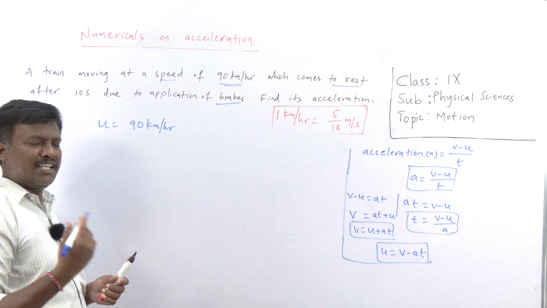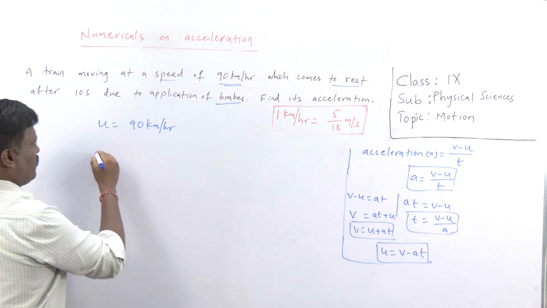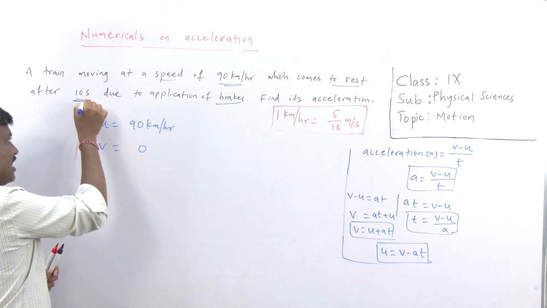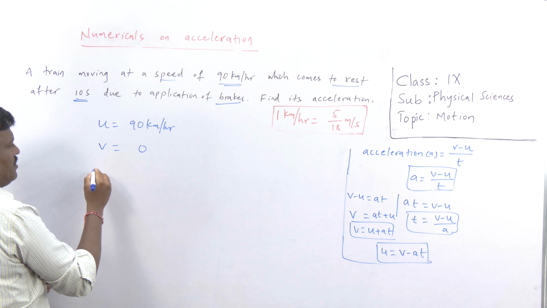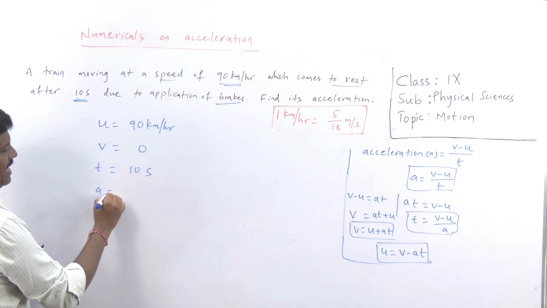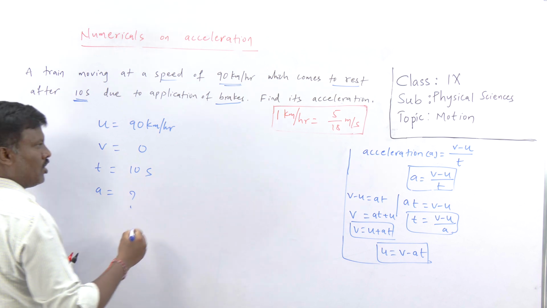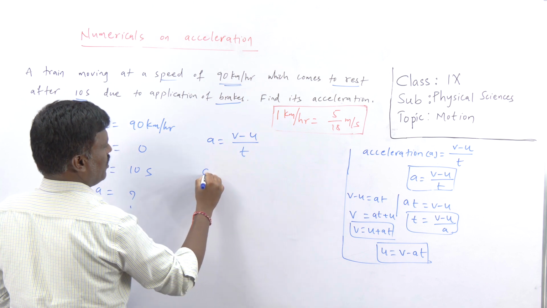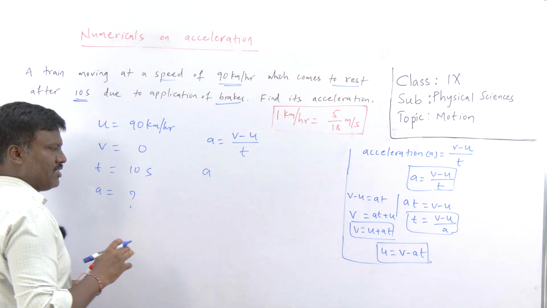It comes to rest due to application of brakes. Brakes are applied and finally the velocity becomes 0. So final velocity is 0. How much time does it take to come to rest? It takes 10 seconds. So time is 10 seconds. We have to calculate acceleration, a is equal to question mark. a is equal to v minus u by t. This is the formula to find the acceleration.